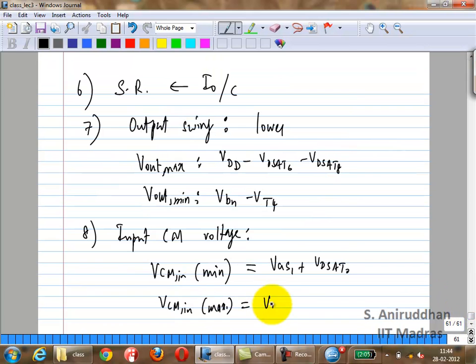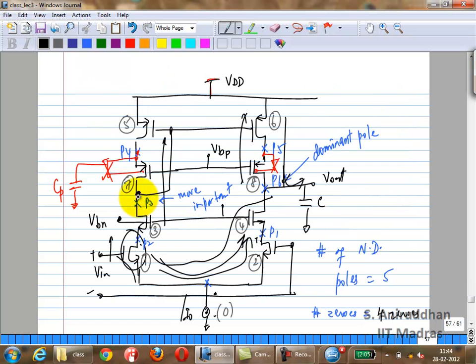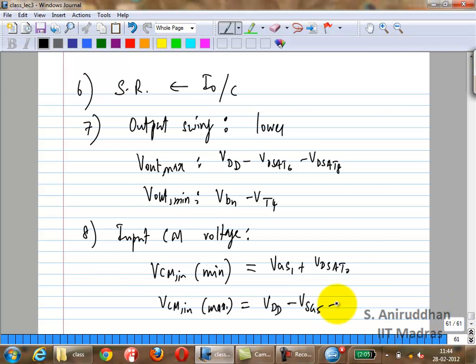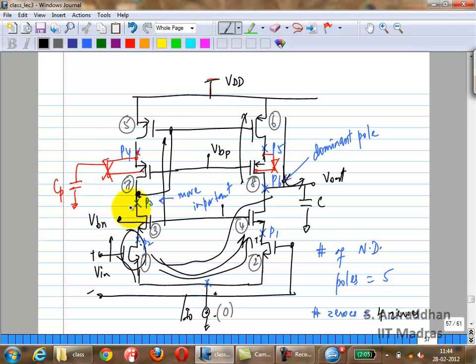So it will end up being VDD, VSG5, VDD minus VSG5 minus VT1, okay, minus VDSAT3, correct? The cascode device can be biased close to saturation and that is acceptable. So this one can be biased at close to its VDSAT, okay?